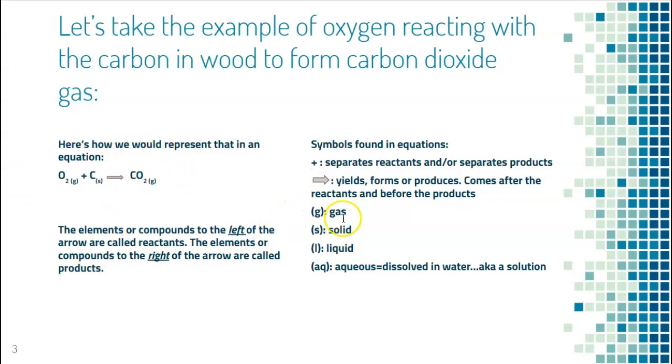And then here, if we have a gas, it's a (g), and a little (s) is a solid, and (l) is a liquid, and (aq) is aqueous. That means it's a solution dissolved in water, okay? These are state of matter symbols. We always want to, wherever possible, include state of matter symbols representing exactly what's going on here.